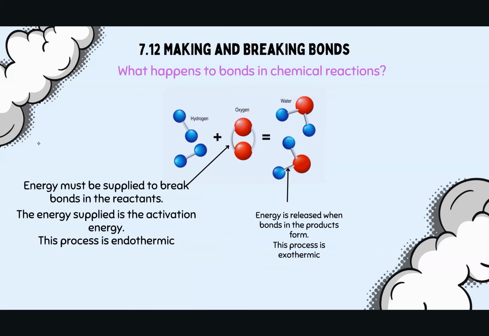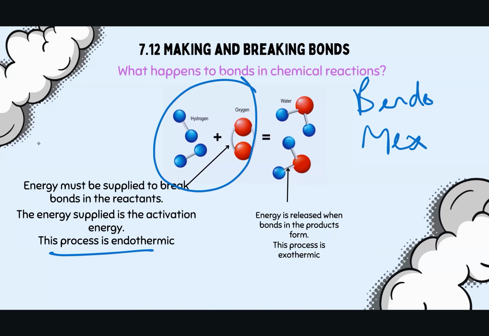So energy must be supplied to break bonds in the reactants. The energy supplied is the activation energy. This process is endothermic. So what we just said, bendomex. Breaking is endothermic and making is exothermic. So that's what they're saying here. When you break bonds, it's endothermic. And that's what it's saying here. When bonds are made, energy is released, so that is exothermic.